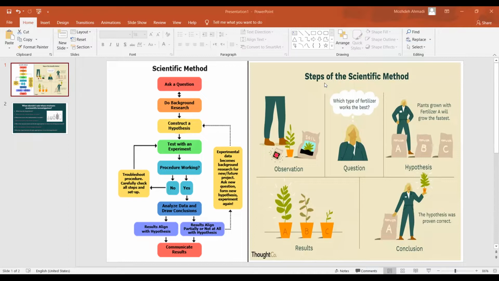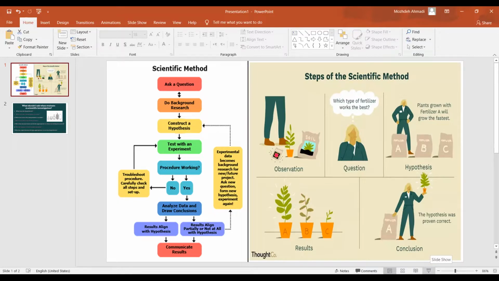Today we want to talk about the scientific method and its steps. The first step is asking questions, and the second one is background research.